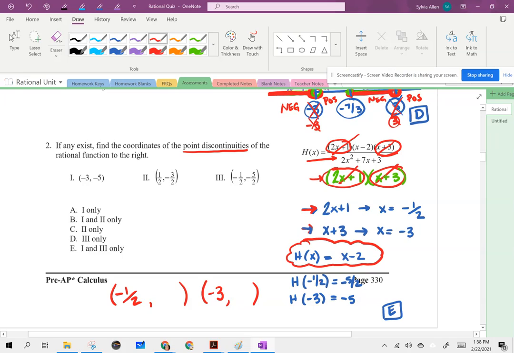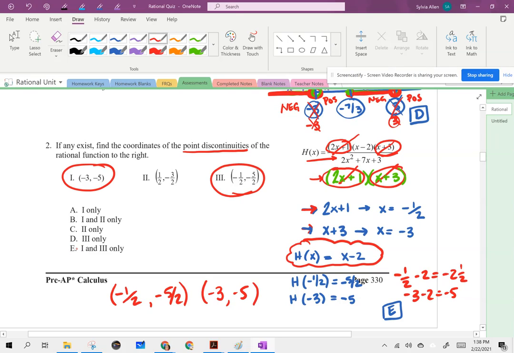And then we just evaluate the function. So we're going to plug in -1/2. So -1/2 minus 2 is -2.5. And then we also have, we're evaluating at -3. So we have -3 minus 2 is -5. So we end up with -5/2 here and then -5. So one is a hole and also 3 as a hole. So the correct answer choice is E.